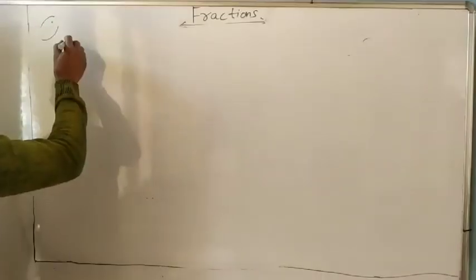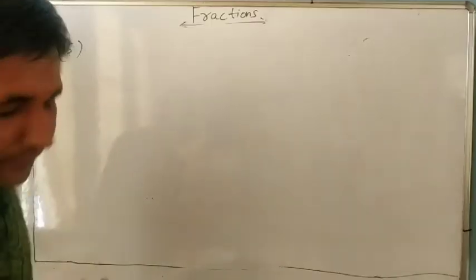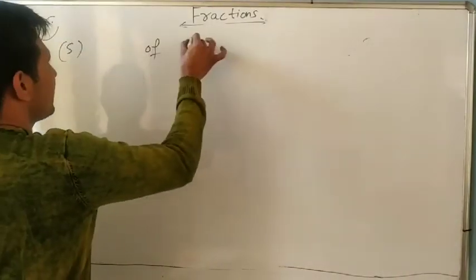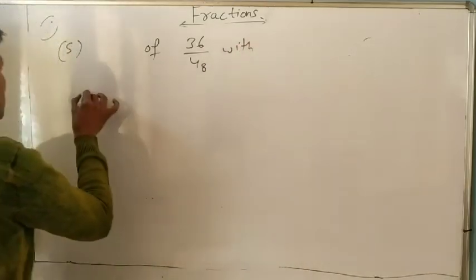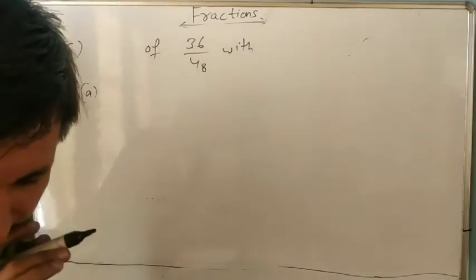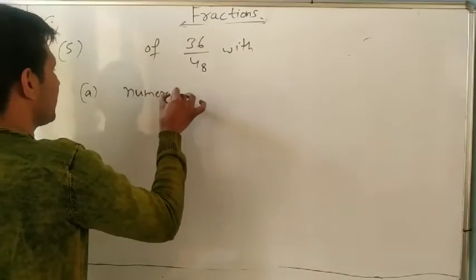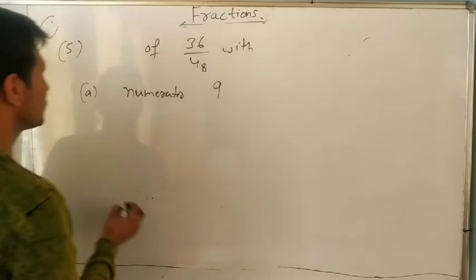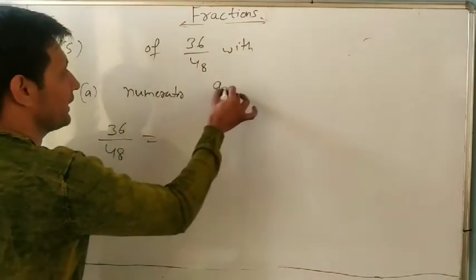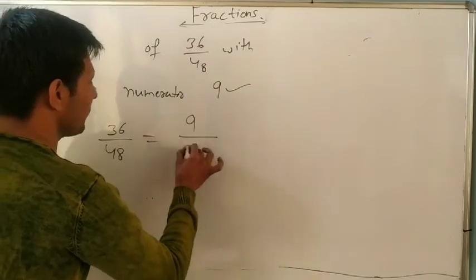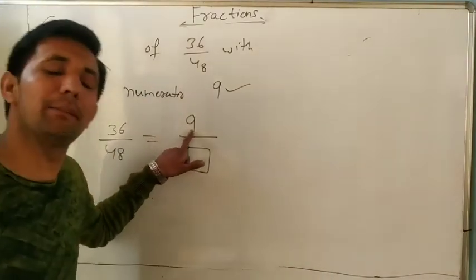Fifth question, one part. Question number 5. Equivalent fraction of 36 upon 48, first part. Having numerator 9. So it means 36 upon 48, numerator is 9, equal to, we have to find. So 36 is greater, 9 is smaller, so we have to multiply or divide.